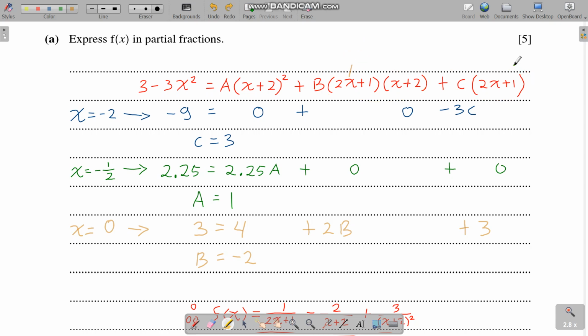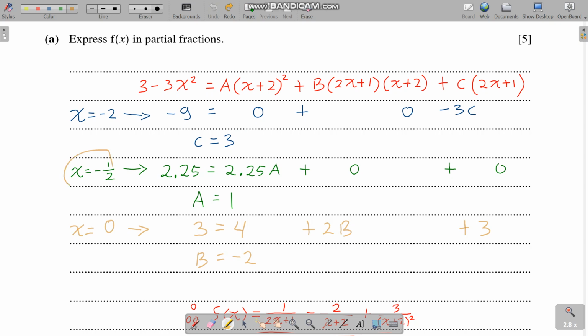So if we just plug in minus 2, you get minus 2 squared, which is 4, so 3 minus 12 is minus 9. If you plug in minus 2 on the left hand side, you get minus 9. This will be 0, this will be 0, and you plug in minus 2, you get minus 4 plus 1, which is minus 3C, which means you can find the C. The C is 3.